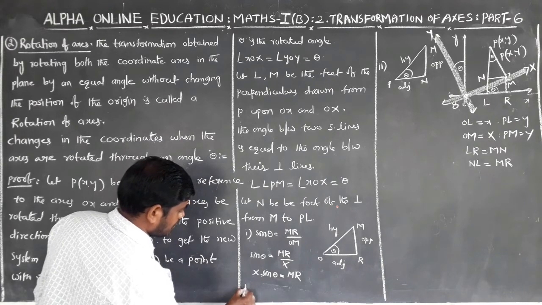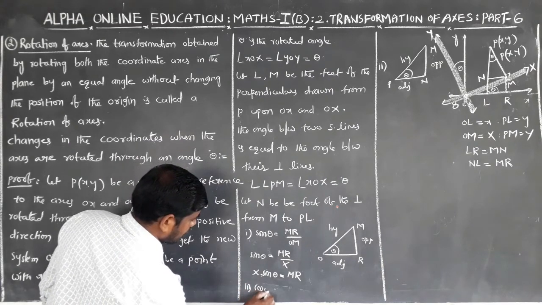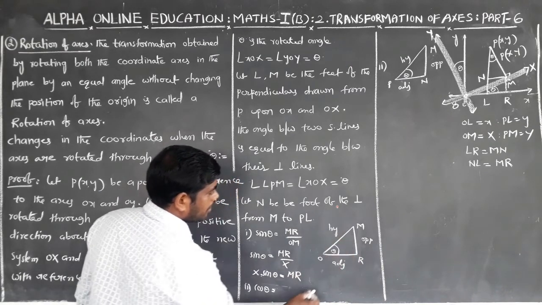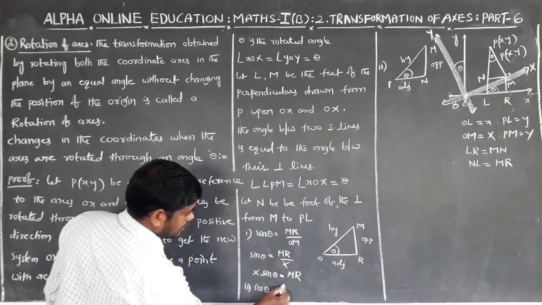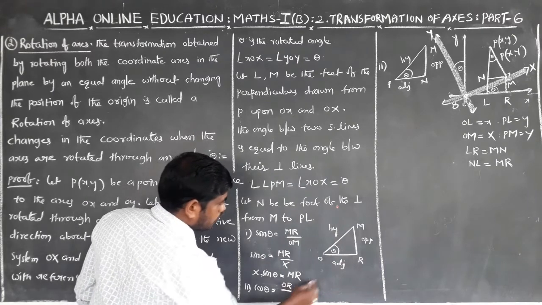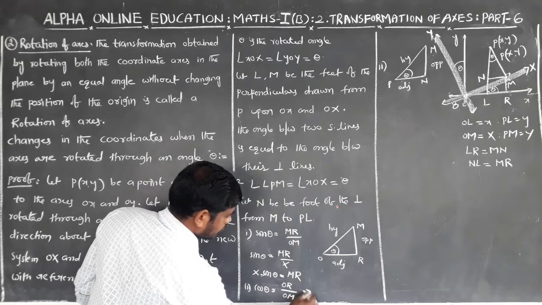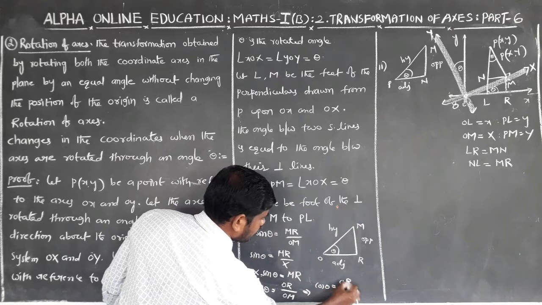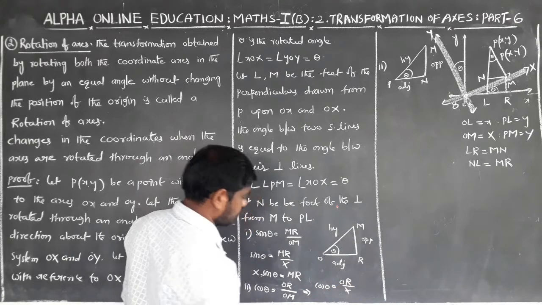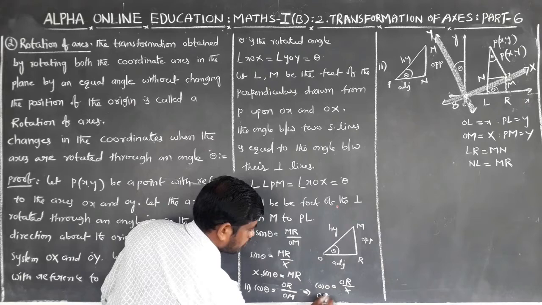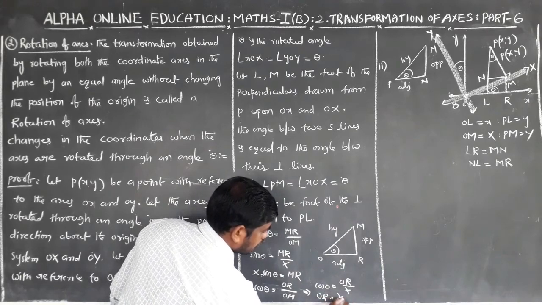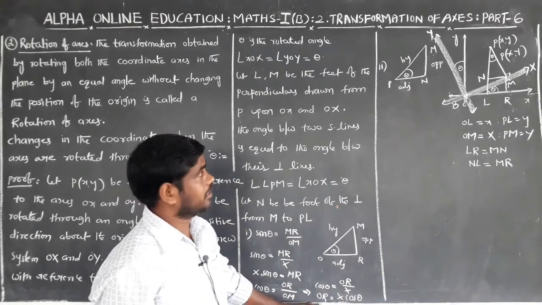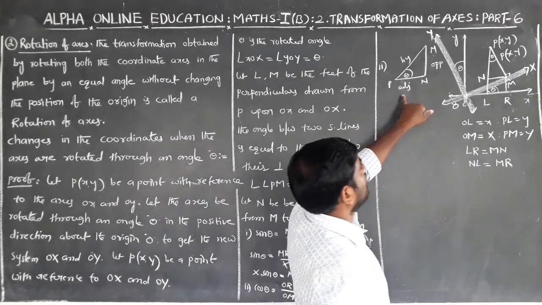Second one is cos theta. Cos theta is equal to adjacent side by hypotenuse, OR by OM. Cos theta is equal to OR by OM, which is capital X. Therefore, OR is equal to capital X cos theta.